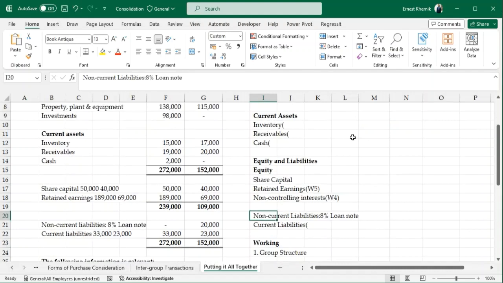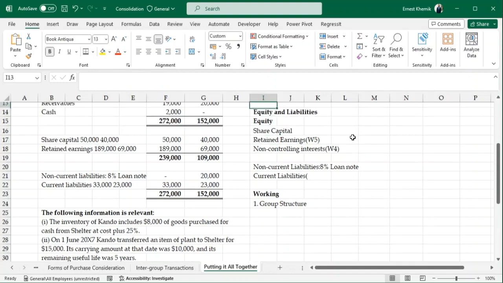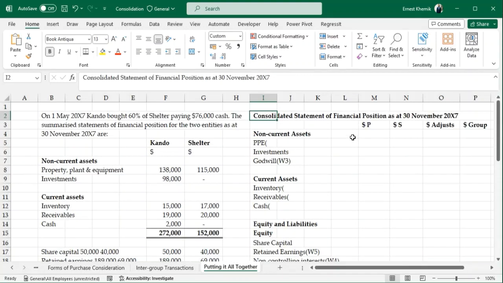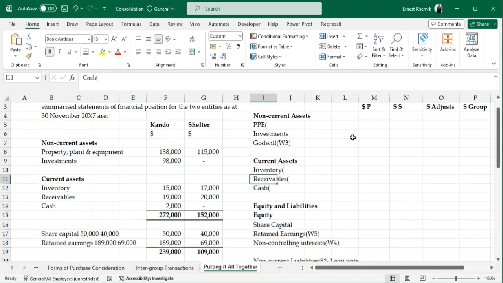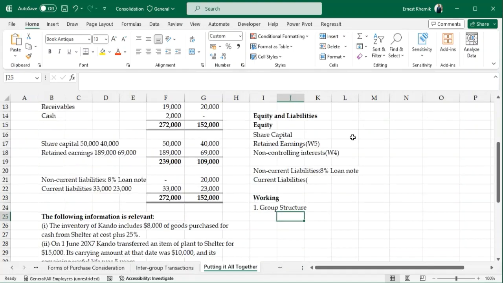pro forma consolidated financial statement, and then you go back, and then now you are going to make calculations. So you read the question again to determine your group structure and then what values you have to include in your calculations. So now we are going to read the question again, but this time with a careful look. So on 1st May 20x7, Kando bought 60% of Shelter, paying 76,000 cash.